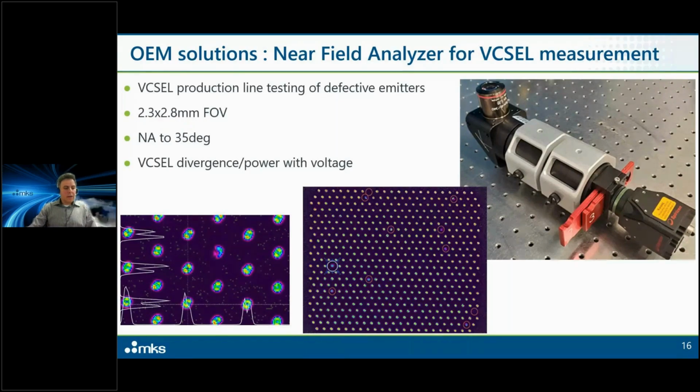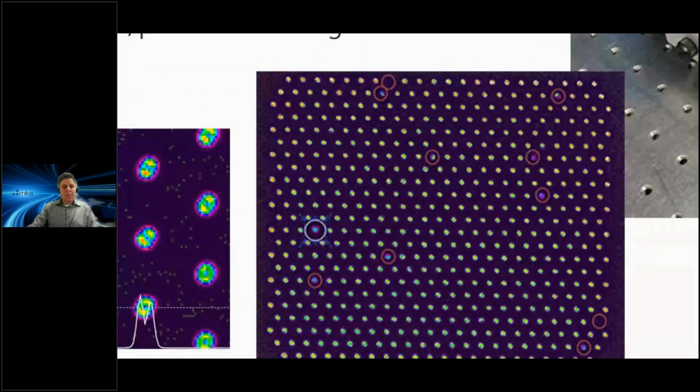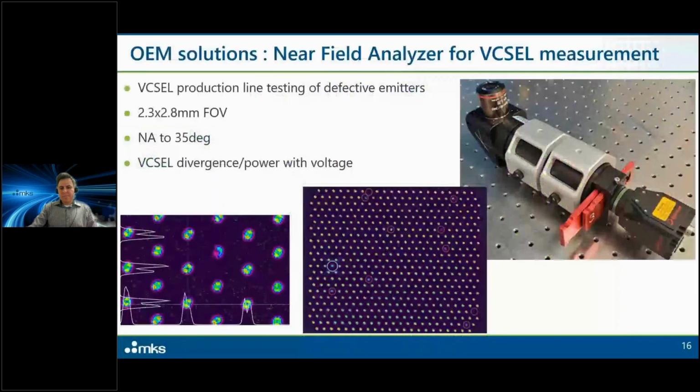So we developed this OEM solution for a user that needed to measure VCSEL arrays directly in the production line, as part of the production QC. And if you can see here, let me enlarge the image. The BeamGage software enabled them to identify and detect defective VCSELs and to sort them out, and thus have quality control. So together with BeamGage software.